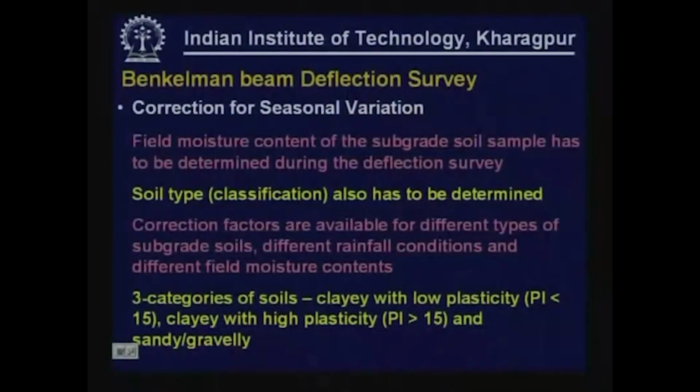So, on the basis of the type of soil and the field moisture content, moisture correction factors or seasonal correction factors are given in the guidelines. Correction factors are available for different types of subgrade soils, different rainfall conditions, and for different field moisture contents. Three categories of soils are considered: clay with low plasticity, PI less than 15, clay with high plasticity, PI greater than 15, and sandy gravelly soils.